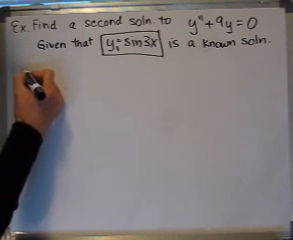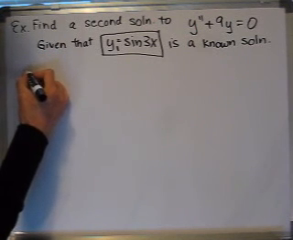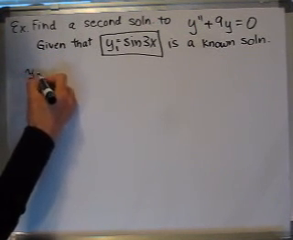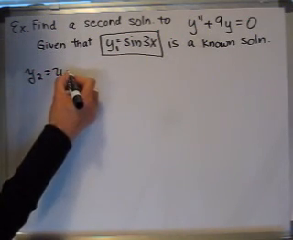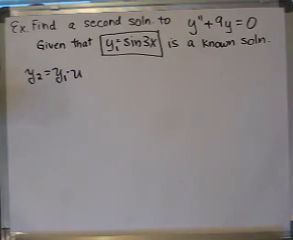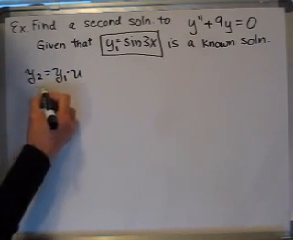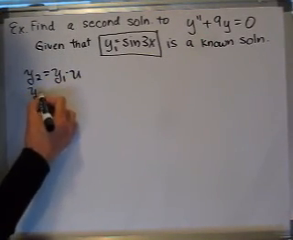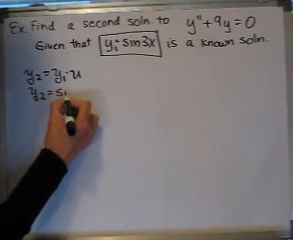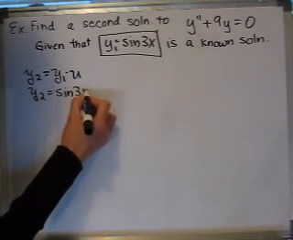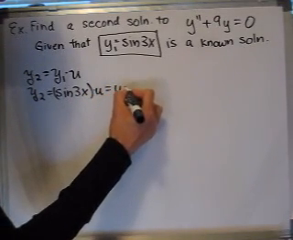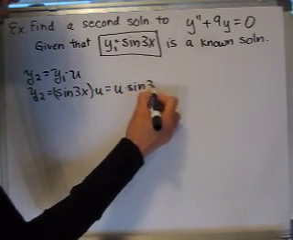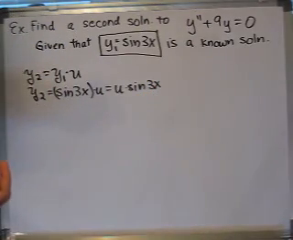And so we start by assuming that the second solution, y2, has the form of y1, the known solution, times some unknown function u. So specifically for this example, we're assuming that y2 is equal to the sine of 3x times u, which is easier to write the other way, u times the sine of 3x.